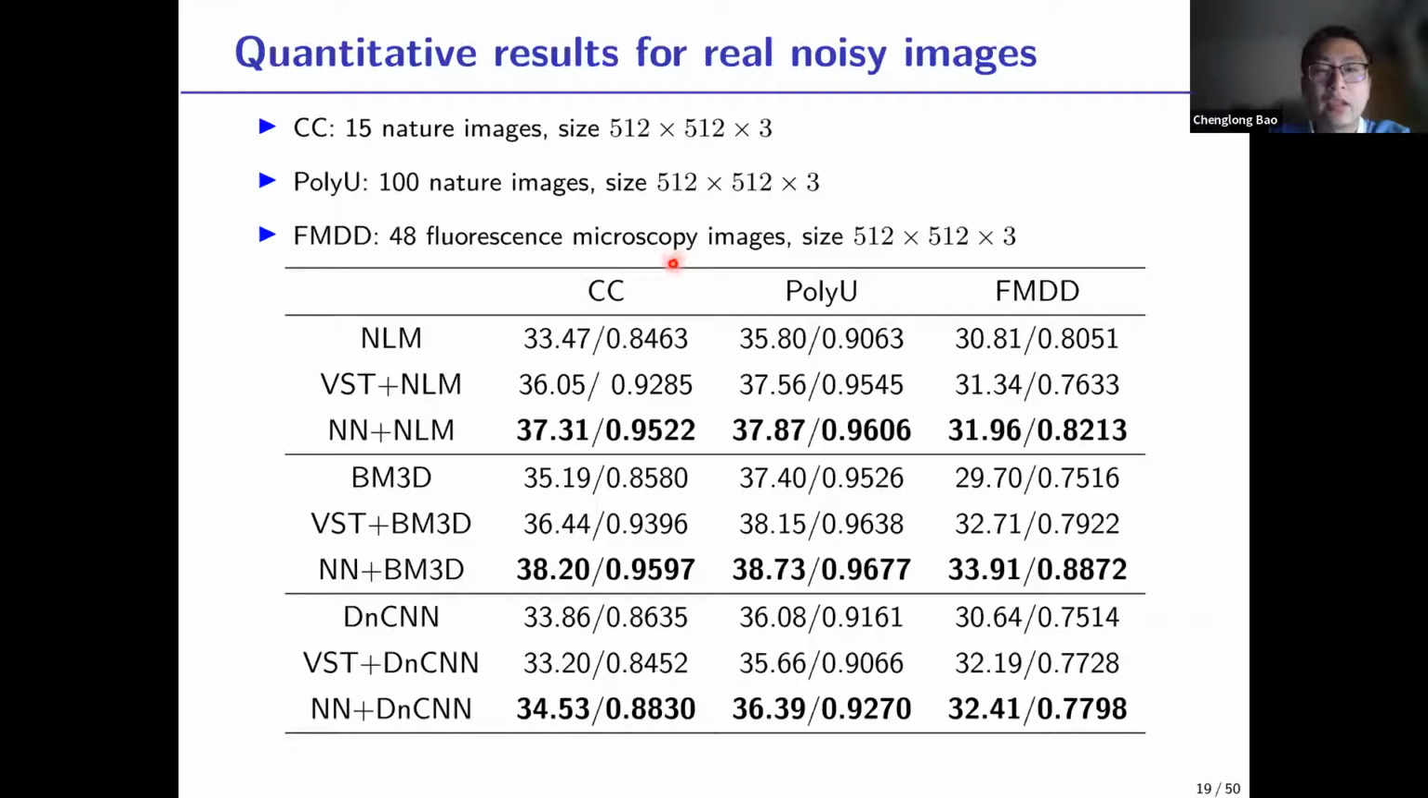And we see that our method improves these classical methods by a large margin, usually more than 2 dB. Compared to some VST plus X methods, in which VST is a variance stabilization transform, our method is still better for these real-world noise images.